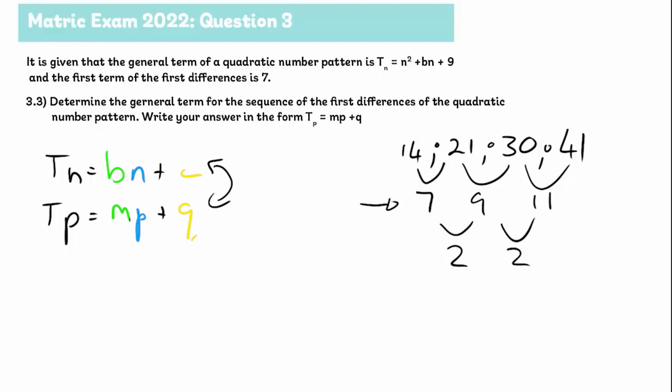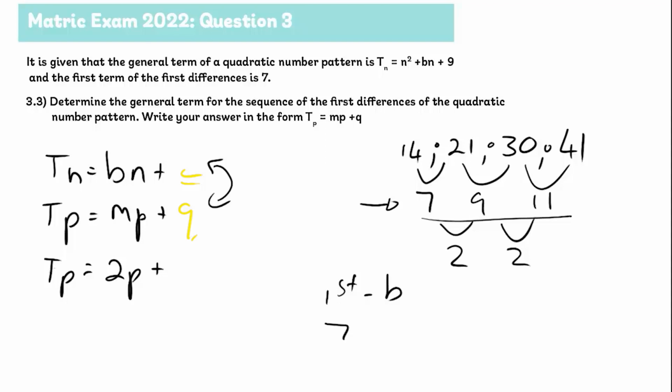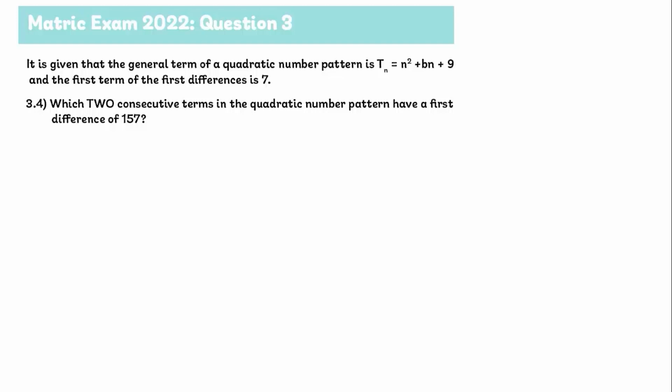They're just using different variables. Instead of using B, they're using M. Instead of using C, they're using Q. So remember I said B is the constant difference, which means M is now the constant difference. So we're looking at the first differences. What's the difference? It is 2. So TP equals 2P plus Q. What is Q? Q is C. And what is C? C is the first term minus B. What is B? B is M, so it's the first term, which is 7, minus 2, and that'll equal 5. And that's your answer.